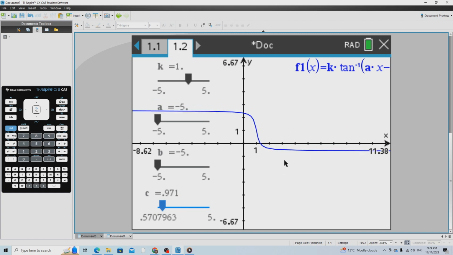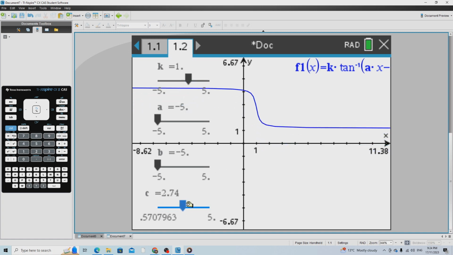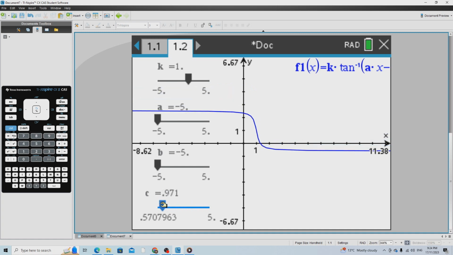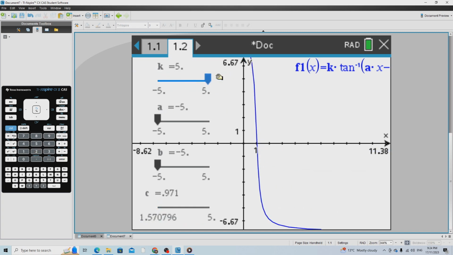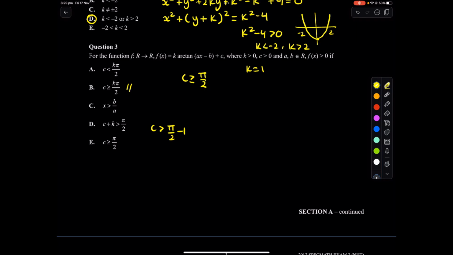What about the next one? C is greater than pi over 2. So if c is greater than pi over 2, but it's not affected by k, so we can say k is 3 or something. If we go, c is greater than pi over 2, we still have f of x less than 0. So the only possible answer would be b. So choose b as your answer for that one.